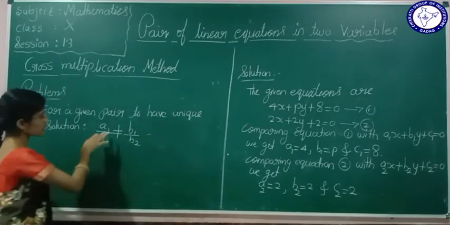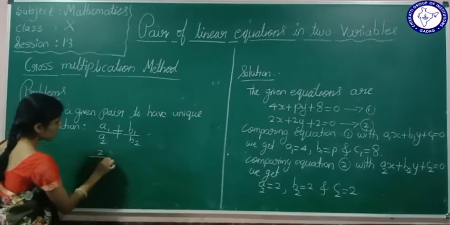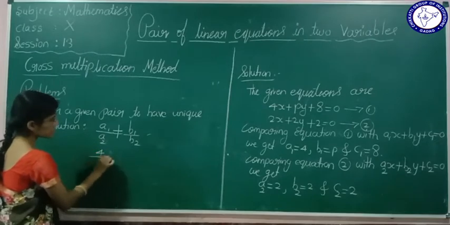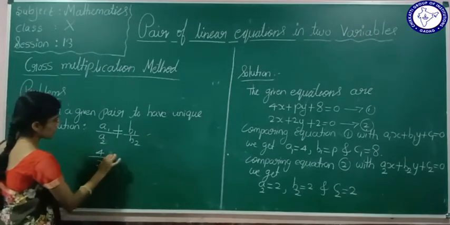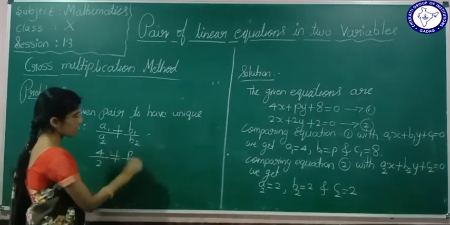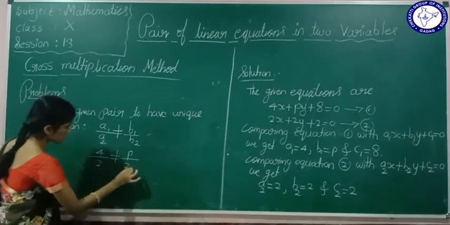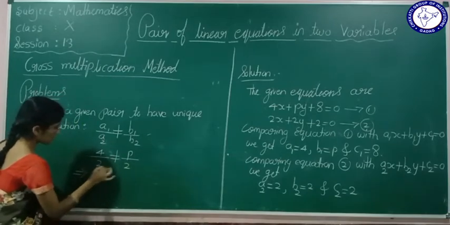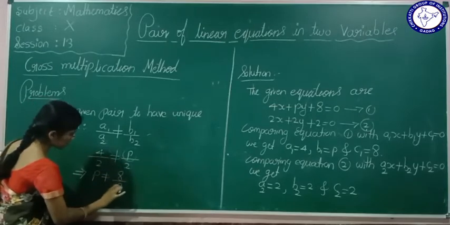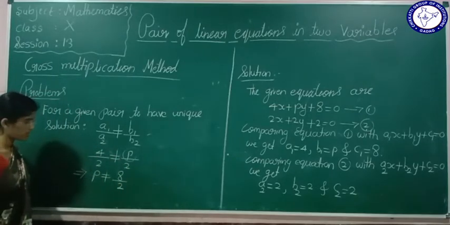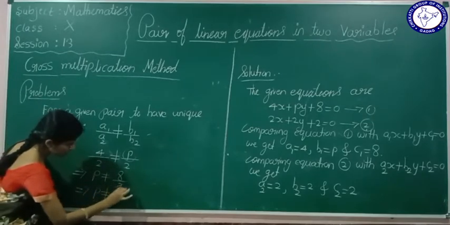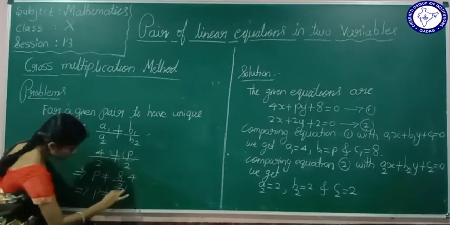Now we will substitute. What is a1? Sorry, a1 is 4. What is a2? a2 is 2. Is not equal to, what is the value of b1? b1 is p. What is the value of b2? b2 is 2. So this implies p is not equal to 8 divided by 2. Cross multiply it. Okay. So this implies p is not equal to 4.